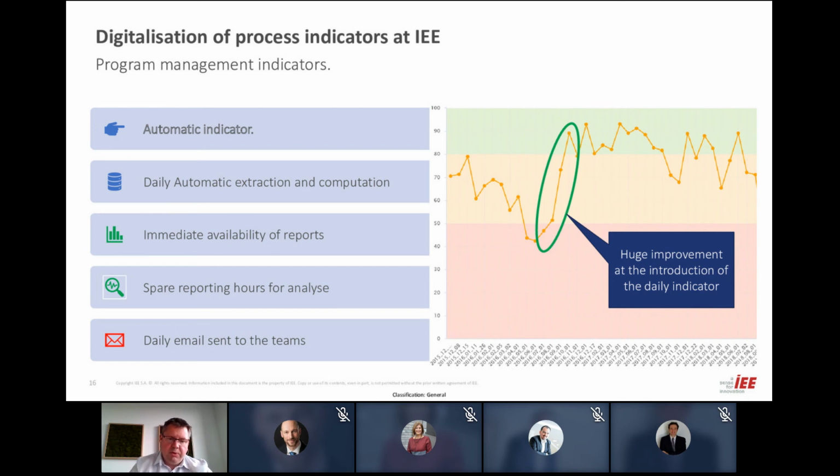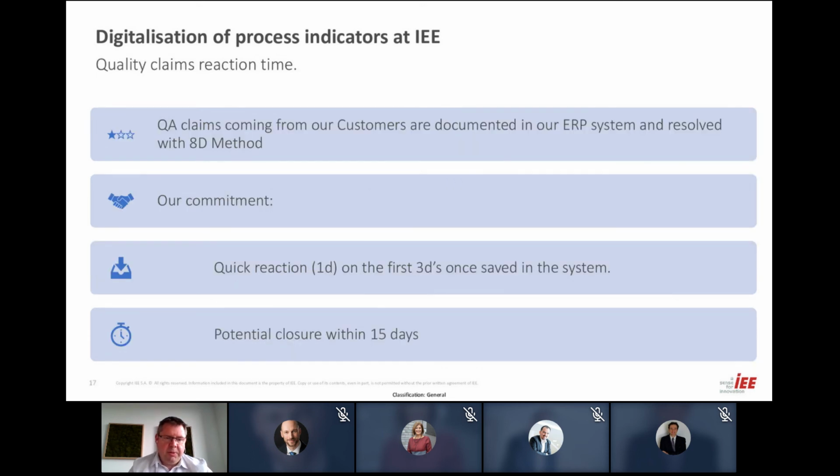So this helped a lot to show the indicator, but also to have a free, let's say, and daily available indicator. Another example is in the quality. So we receive quality claims from the customer, and those are reported on the ERP system, and they have to be resolved with the 8D method. Our commitment is that the first 3Ds of the quality claims will be done within a day. Hopefully, potentially, we can close them also within 15 days.